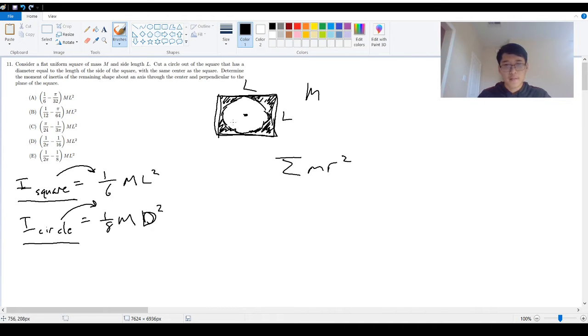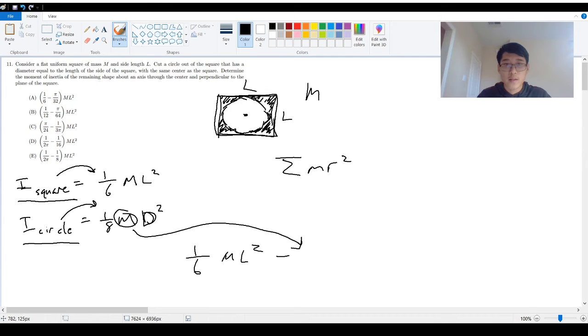So let's start with the intuition that we can just subtract the moment of inertia of the circle from the moment of inertia of the square. So we already have 1/6 mL squared as the moment of inertia of the square. So we want to subtract the moment of inertia of the circle. Now we might be tempted to just plug this directly into here, but we have to be careful. This equation that I pulled from Wikipedia, this is considering the mass m as the entire mass.